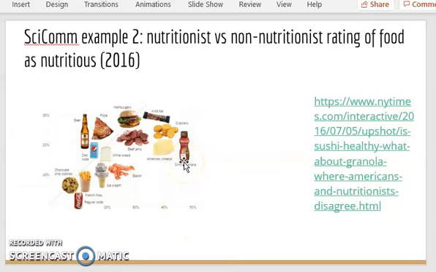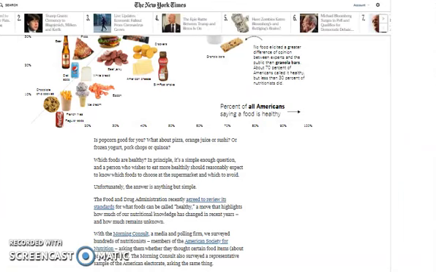This article is really cool because it does give you the data from their survey. So if you were to go on the link, which I'll give you a quick little preview of, I want to show you it's way more.